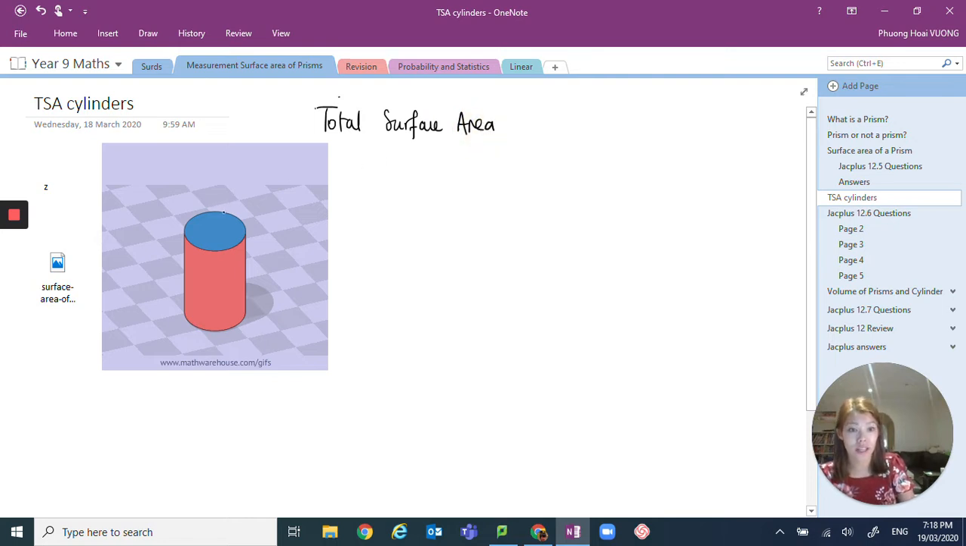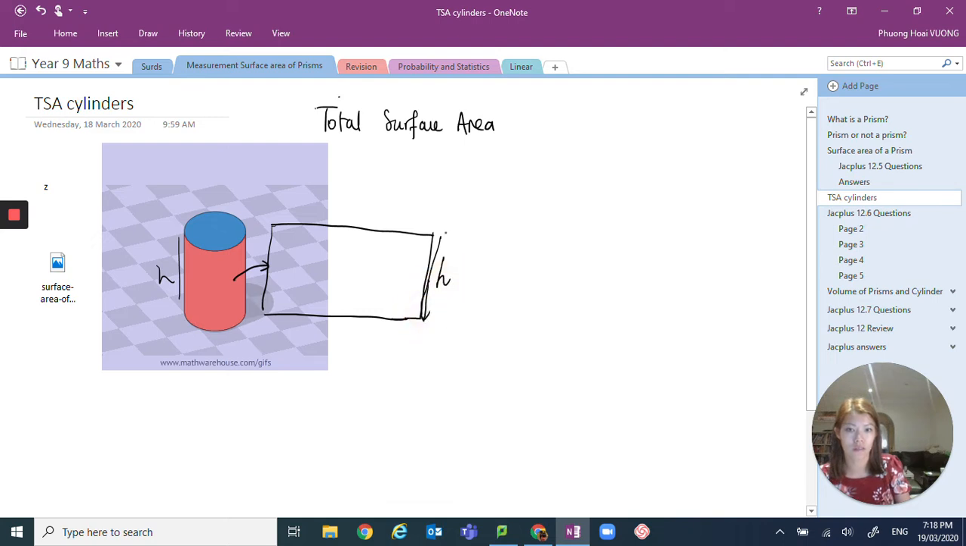So the total surface area is everything outside. So imagine you're wrapping a present, everything outside. So what shapes can we see? We can see this red shape, which if you unroll it, looks like a rectangle. You can think of it like a can of soup, like the sticker around the can of soup. You realize that the height over here is the same as the height over here.